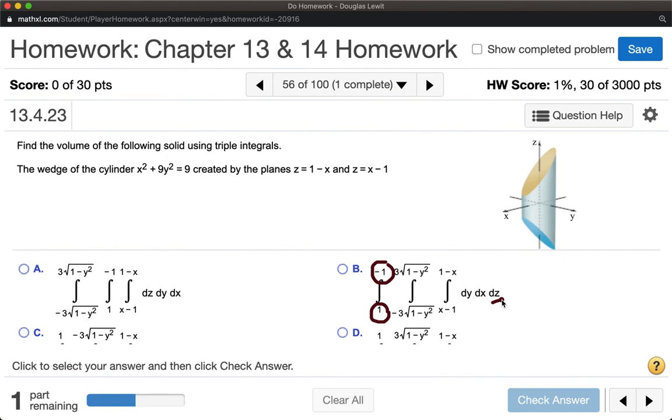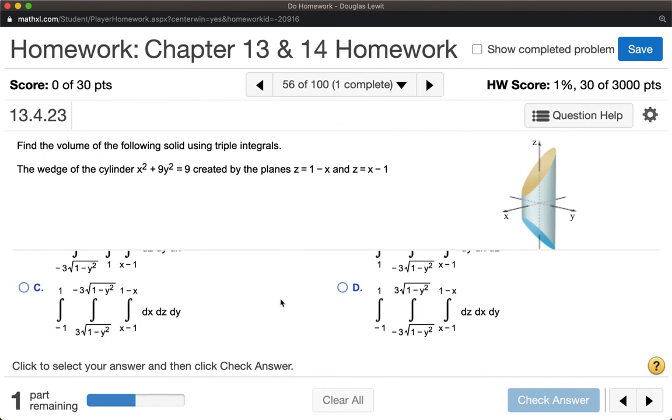The correct limits for Z are the planes Z is equal to 1 minus x and Z is equal to x minus 1. So Z is equal to 1 minus x is the plane on top, and Z is equal to x minus 1 is the plane on the bottom. So this dy would have to be replaced with dz. So B doesn't work. I know just by looking at it that it can't possibly be the right answer. So we're going to forget about that one.